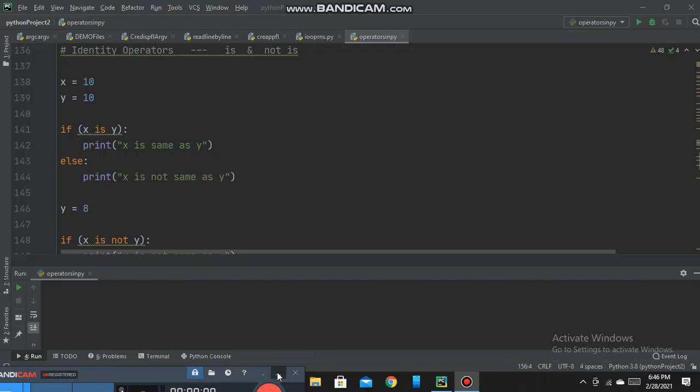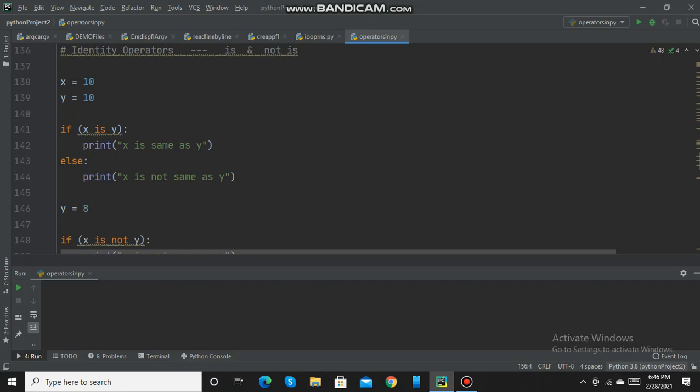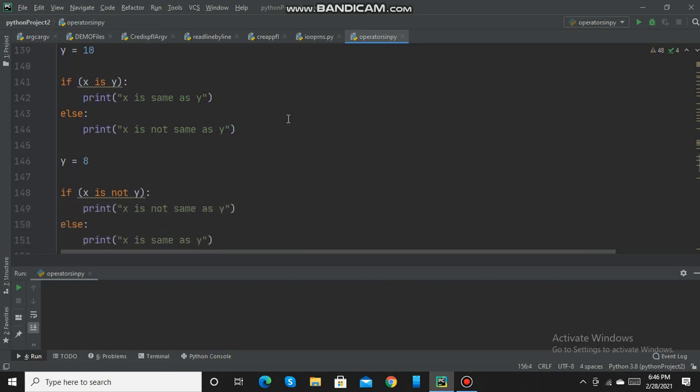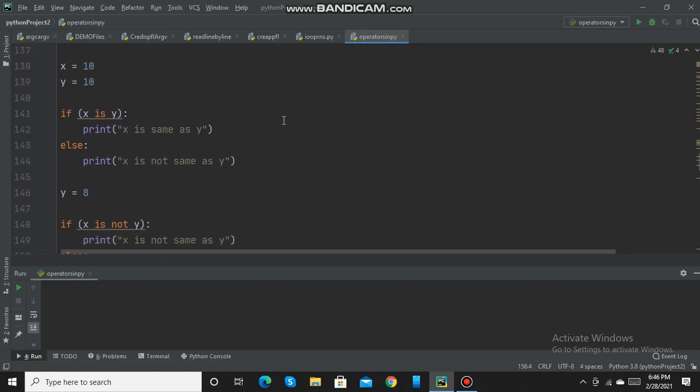And now the identity operators, is and is not. For testing that, I am taking the values of x and y both as 10. Then here, using the identity operator is, I am checking whether x is y. So in this case both are same, so x is y, it will print x is same as y.